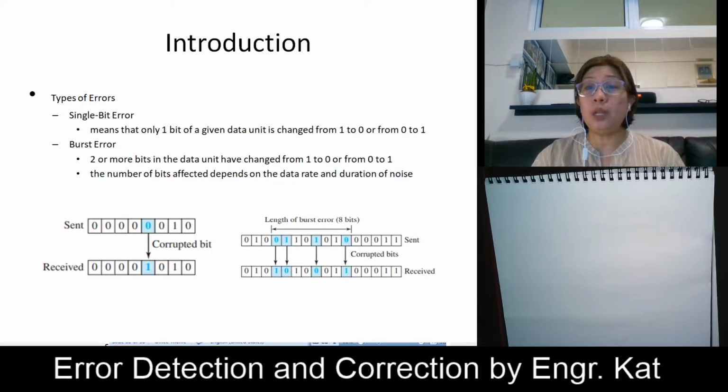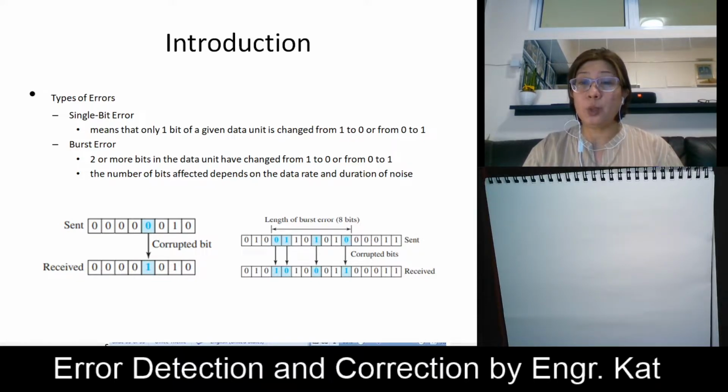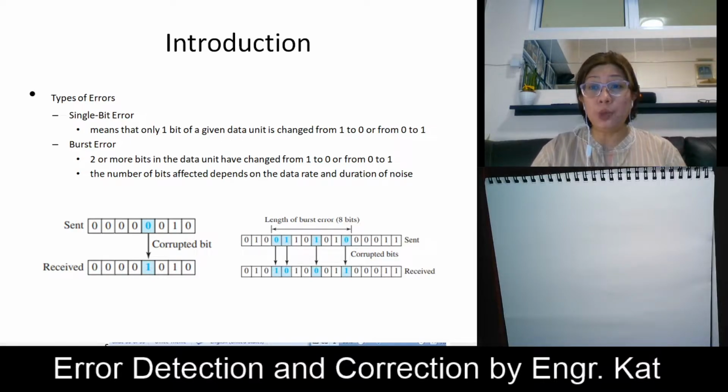This means that only one bit of a given data unit is changed from 1 to 0 or from 0 to 1. Remember, since we are talking about digital information, we're talking about binary, so we only talk about zeros and ones. Whenever a one is changed to zero, or a zero is changed to one, we represent that as an error. Depending on the case, your data unit can be in the form of a byte, a character, or a packet. We have single bit error, and then we have what we call the burst error.